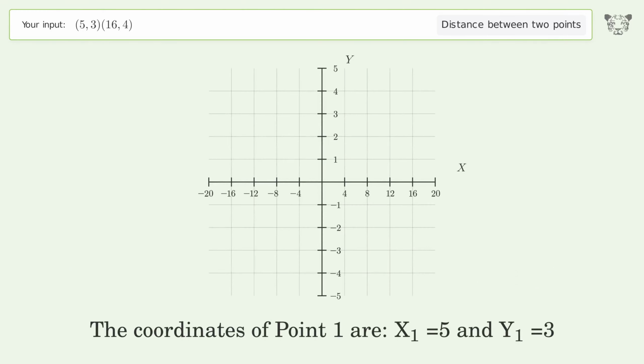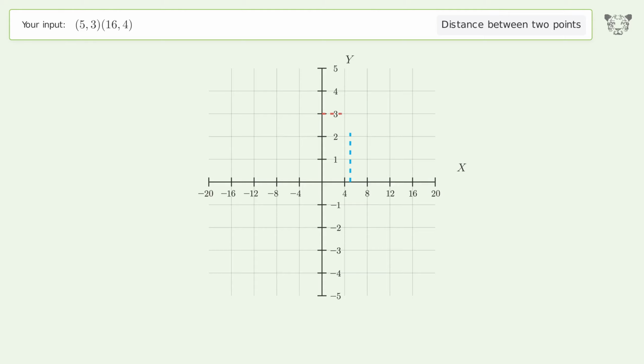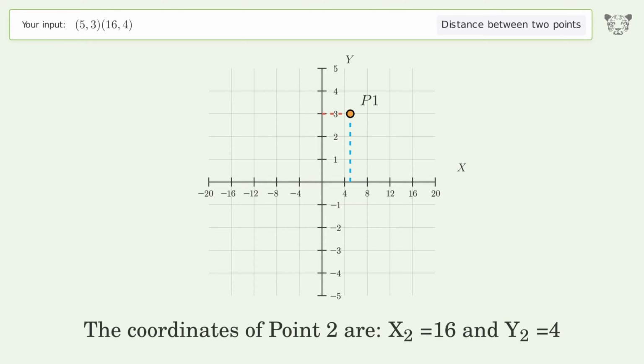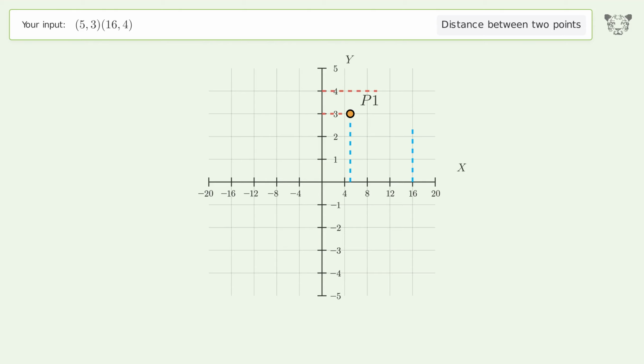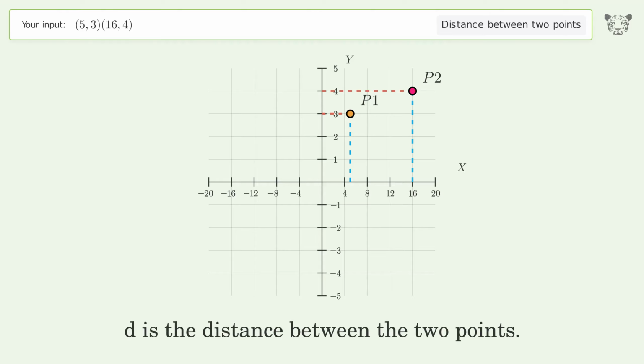The coordinates of point 1 are x1 equals 5 and y1 equals 3. The coordinates of point 2 are x2 equals 16 and y2 equals 4. D is the distance between the 2 points.